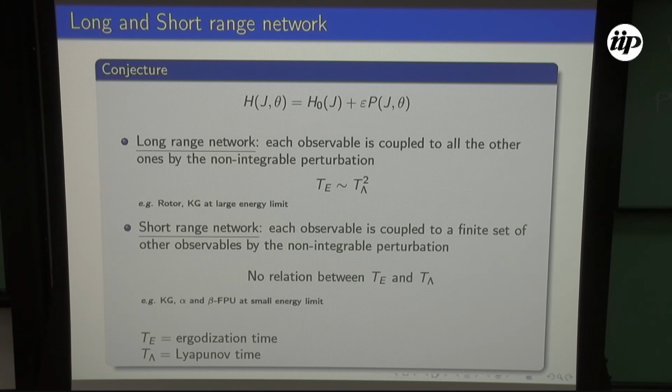This is something that does not happen in the short-range network, similarly to what we have seen now, or the rotor cases, where basically one rotor is connected only to the neighboring one, and that's it. So no connection with all the rest of the chain. And in that case, the Lyapunov time and the ergodization times are disconnected. So there is no relation between the two.